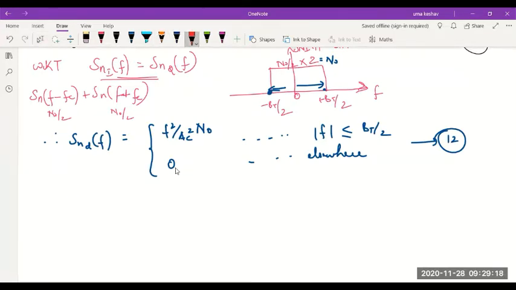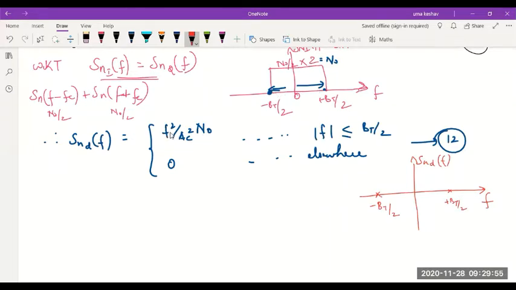Then this is the detected noise power spectral density. Now let me try to plot this to help you understand how it looks. So how will this SN(f) look? It is a graph of the power spectral density with respect to frequency. Remember, it is a frequency plot. This exists only from minus Bt by 2 to plus Bt by 2. We have written from here to here only it will exist.